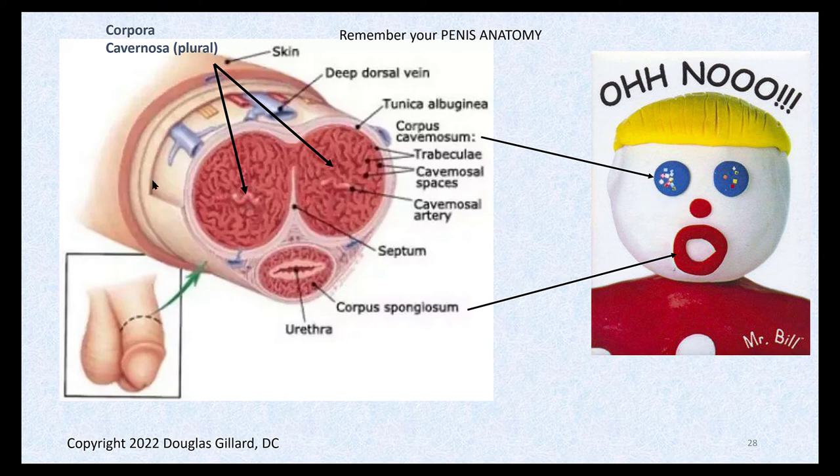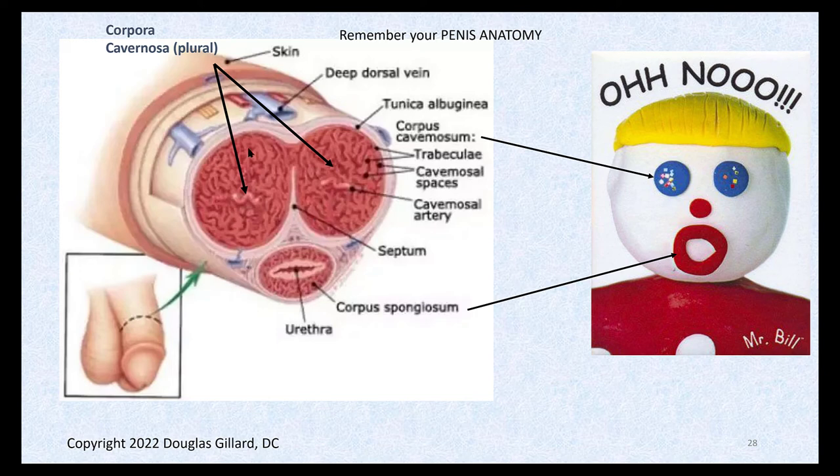Oh, look, it's the penis. So it always reminds me of Mr. Bill. But let's review our anatomy of the penis, because we're going to talk about erections now. So remember, the penis has two big chambers called corpora cavernosa, which is plural. Corpus cavernosum would be singular if you're talking about one. Corpora cavernosa is plural. Then there's a little chamber that doesn't do that much here. That's the corpus spongiosum. There's only one of those.